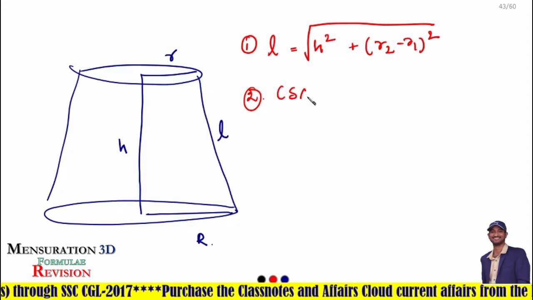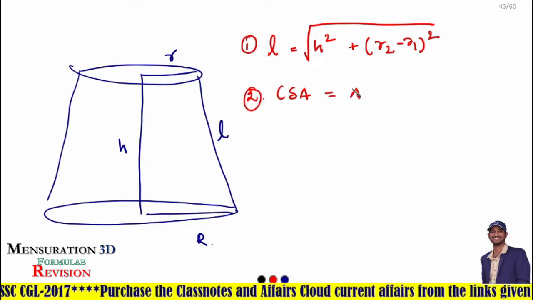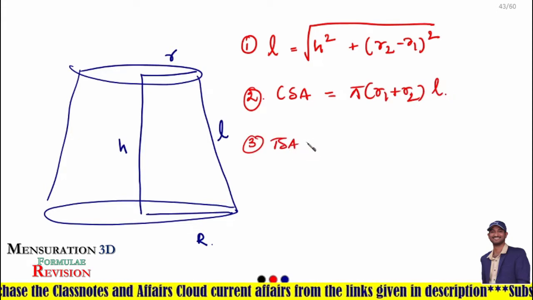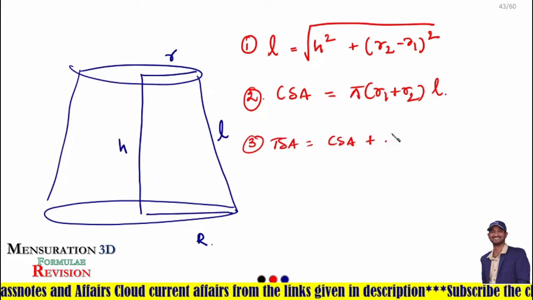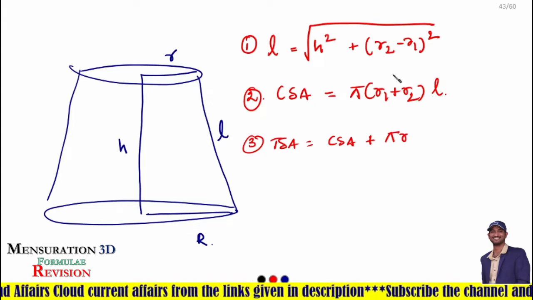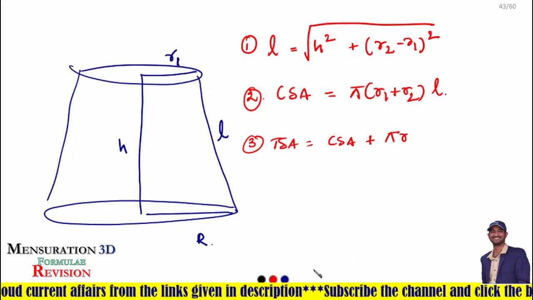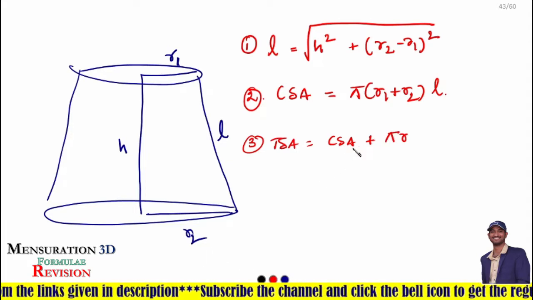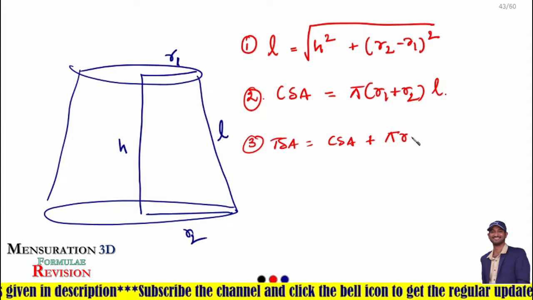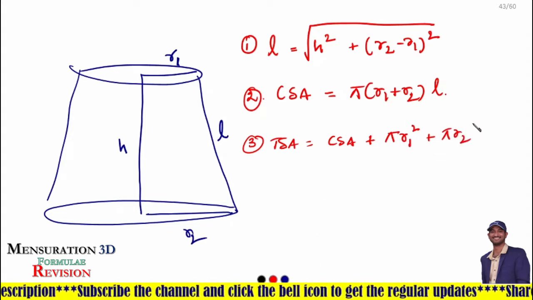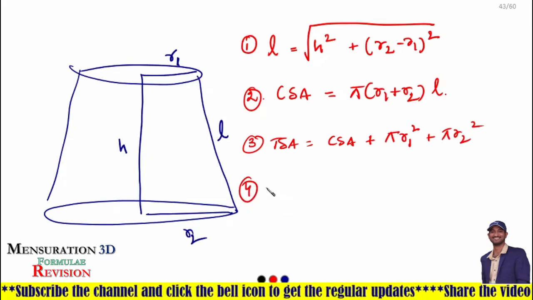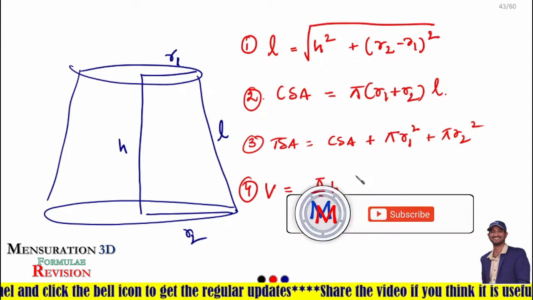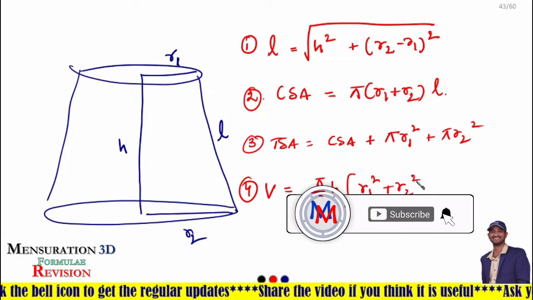Second point, the curved surface area of the frustum is equal to pi into (R1 plus R2) into L. And total surface area is equal to curved surface area plus pi R, here not R2, R1. If you take the top as R1 and the bottom as R2, that is better. Curved surface area plus pi R1 square for the upper area and pi R2 square for the bottom area. And next, the volume of the frustum is equal to pi by 3 into h into (R1 square plus R2 square plus R1 R2).